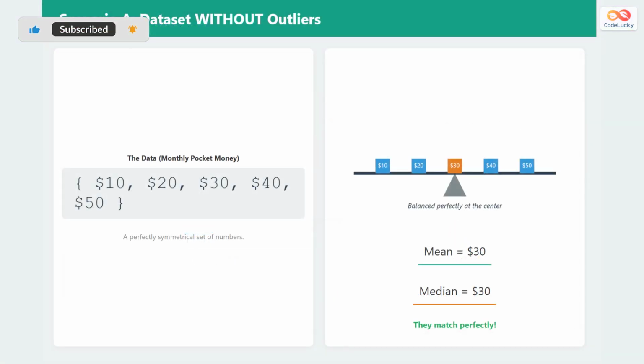Let's look at a simple scenario. Imagine 5 students receive weekly pocket money. Their amounts are $10, $20, $30, $40, and $50. This is a perfectly symmetrical data set. If we calculate the mean, or average, we get $30. If we find the median, the middle number is also $30. In a perfect world without outliers, they often match.